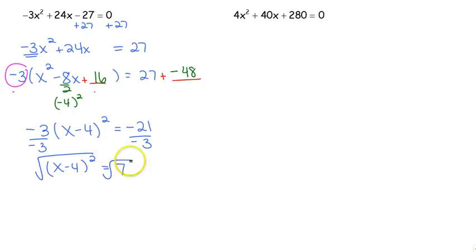We square root each side. X minus 4 is equal to plus or minus the square root of 7. When we break down 7, it's just 7 and 1, so I can't pull anything out. And our last step is adding 4 to each side.